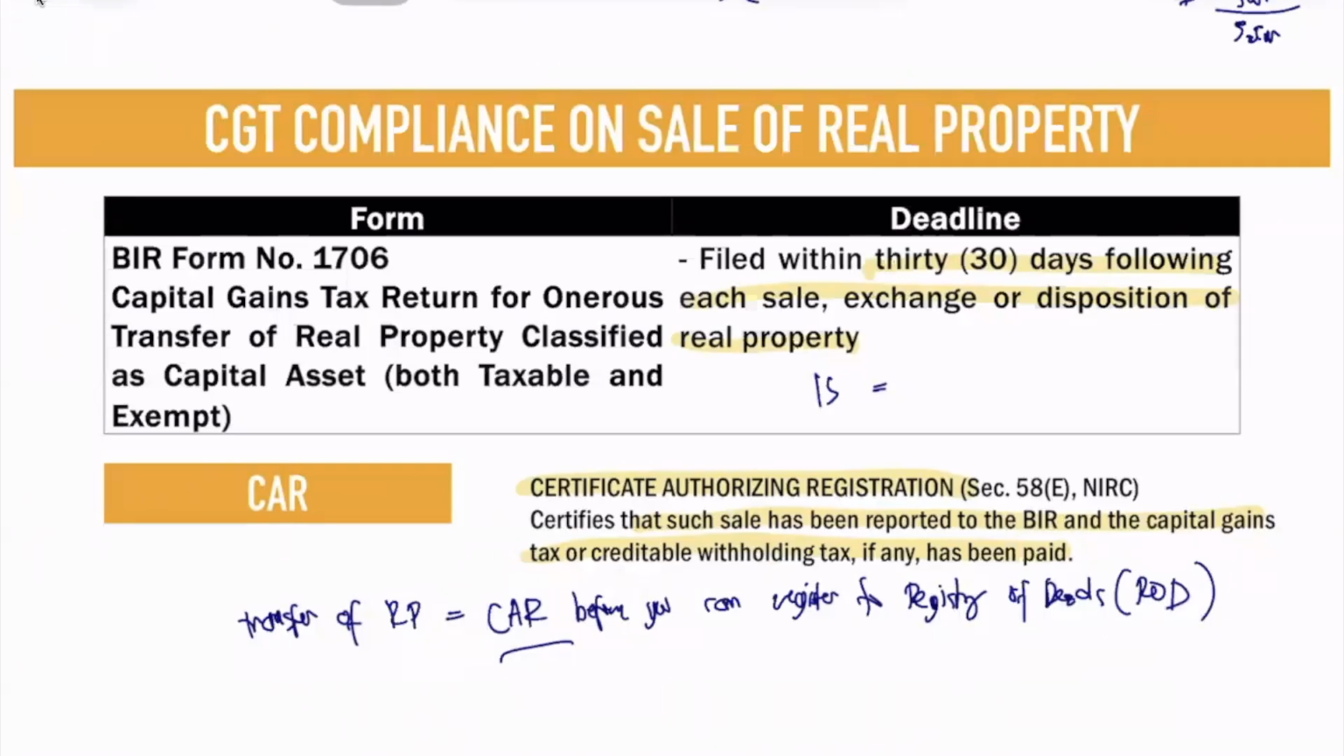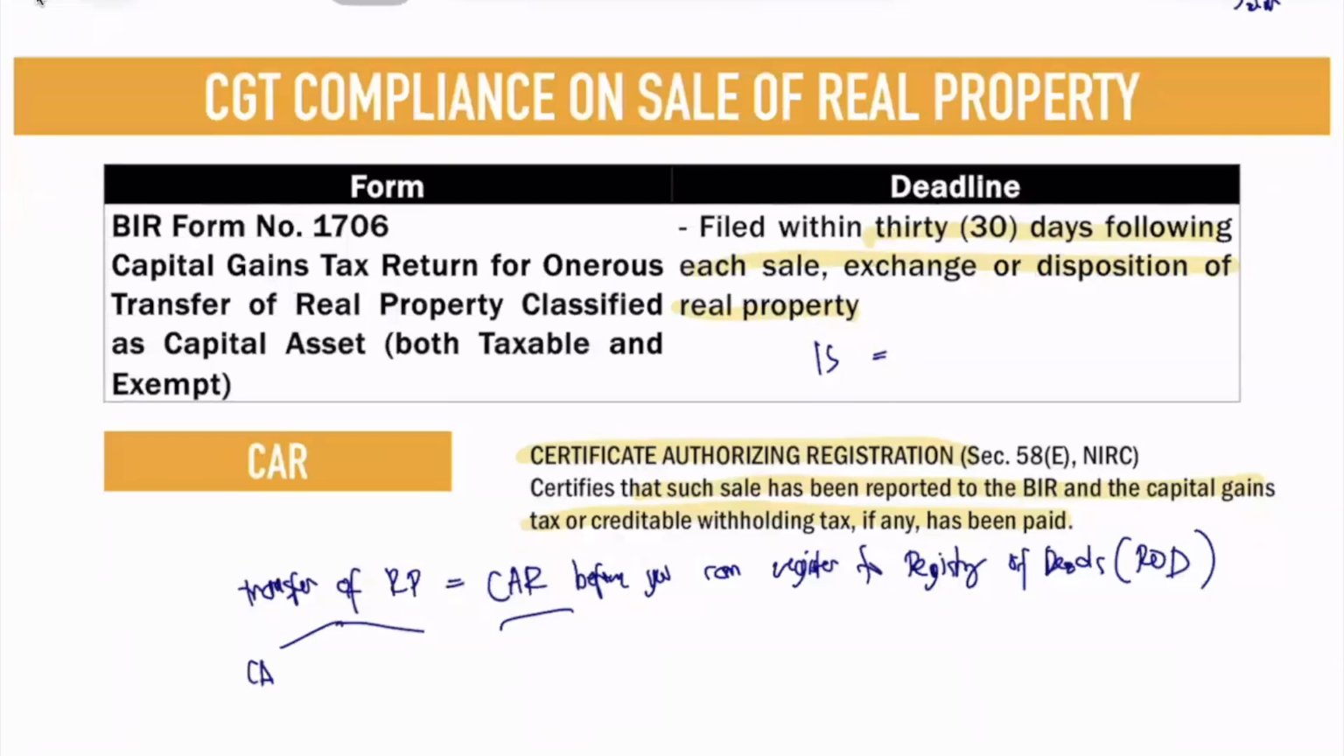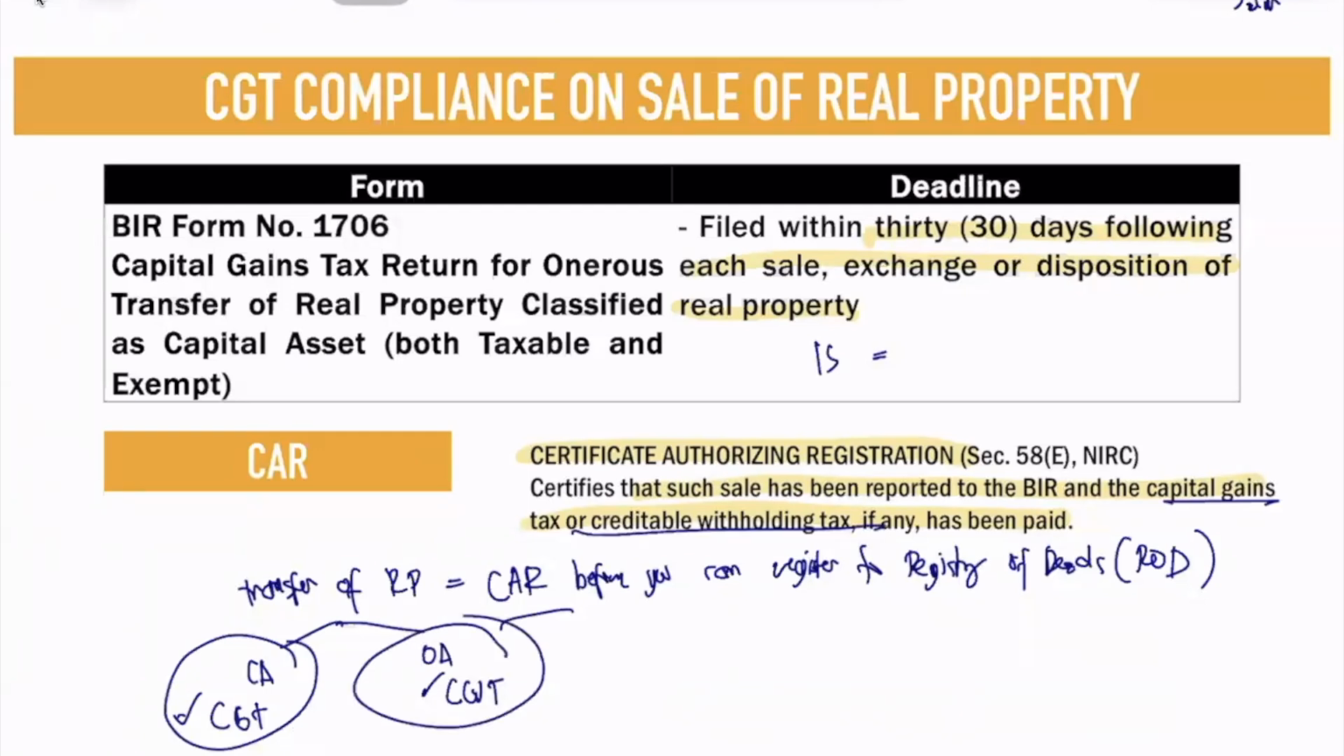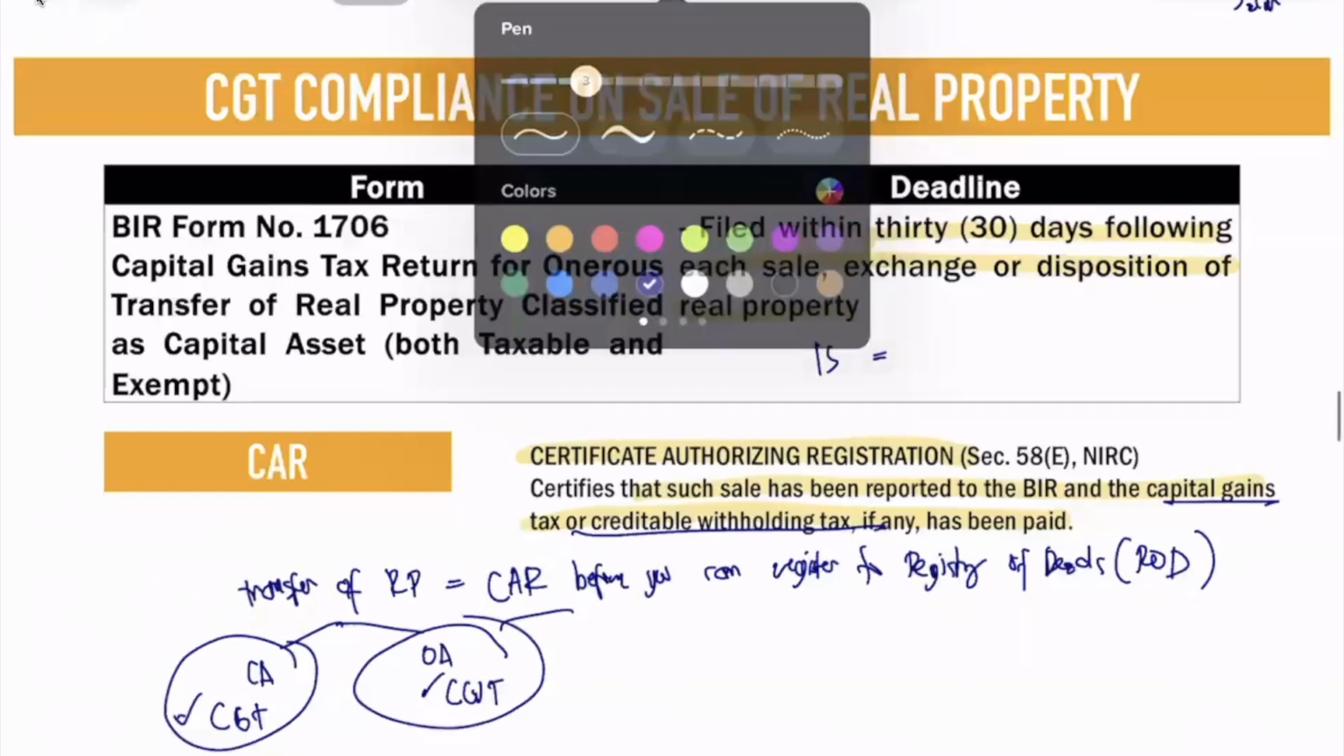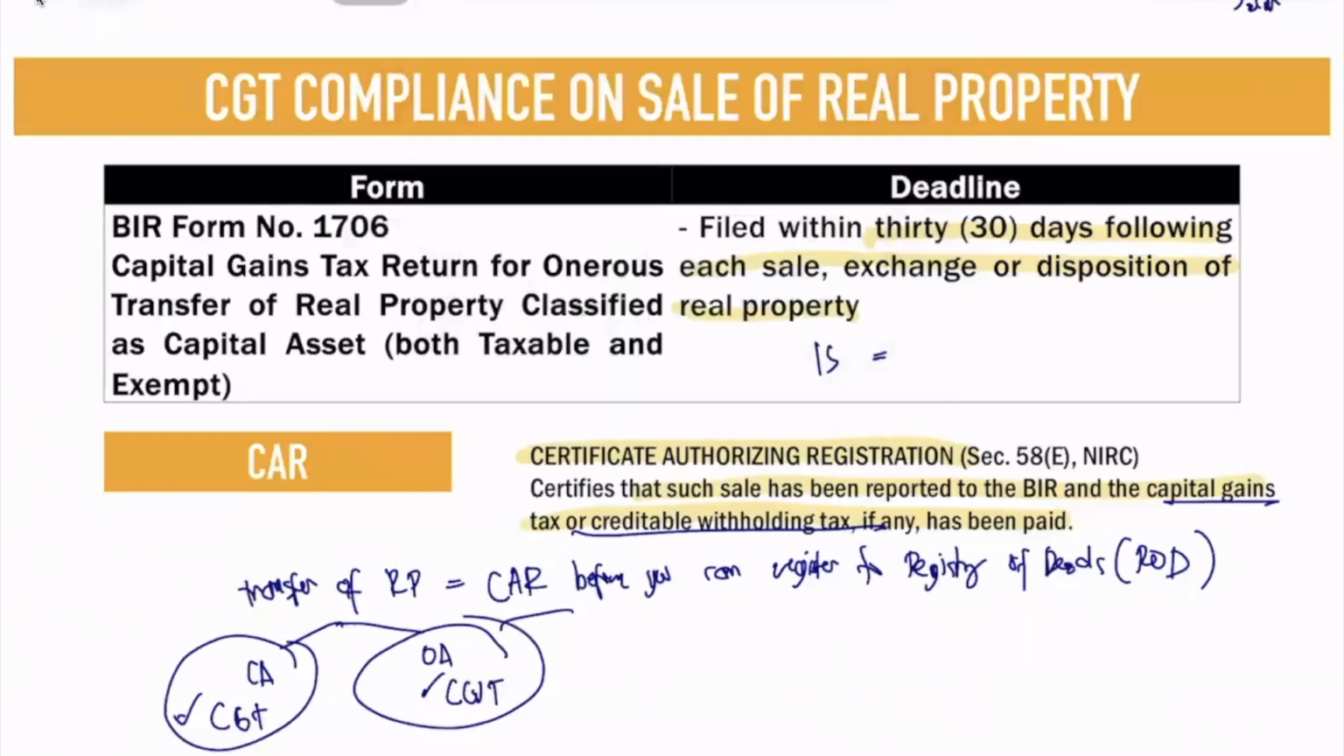So how do you transfer a real property? A real property, by the way, is classified as a capital asset or an ordinary asset. So if that is a capital asset, you need to pay the CGT. If ordinary asset, we have the so-called creditable withholding tax. So capital gains, pag capital asset yung real property na yon, pero kung ordinary asset yung real property na yon, it is CWT. So to register, you will be given a certificate authorizing registration, CAR, by paying your BIR Form 1706.